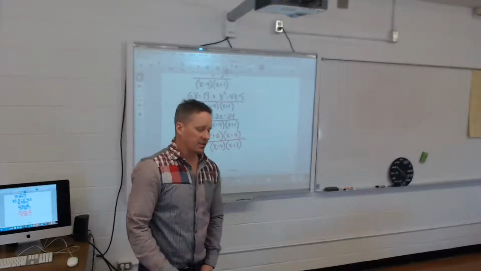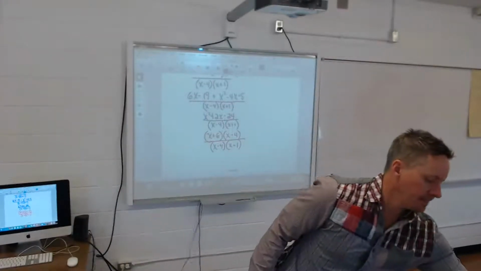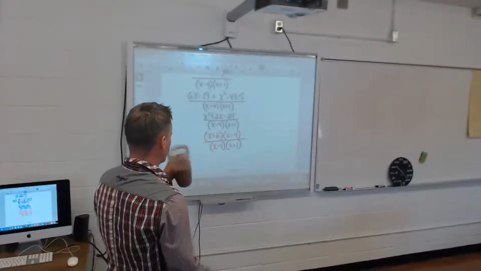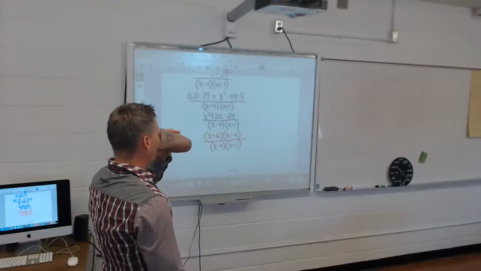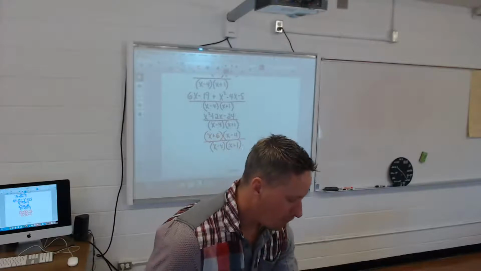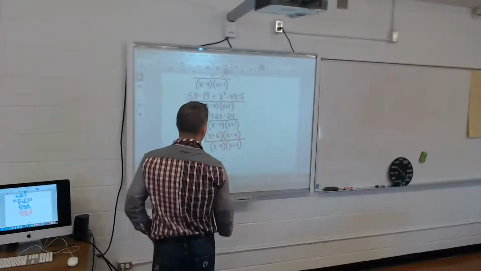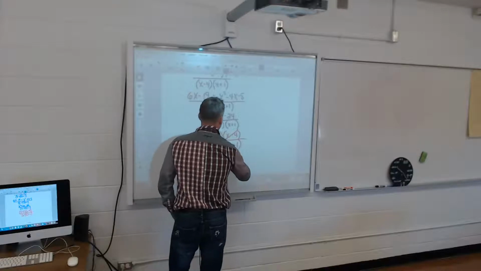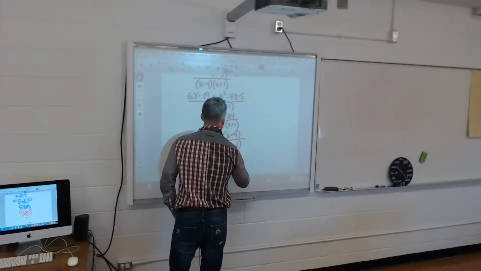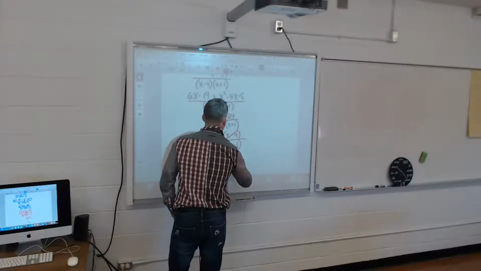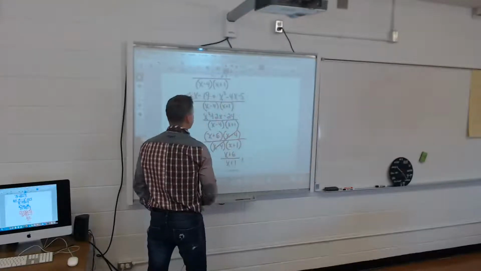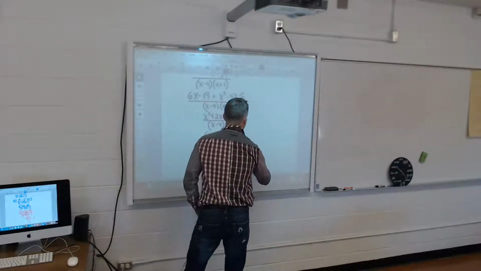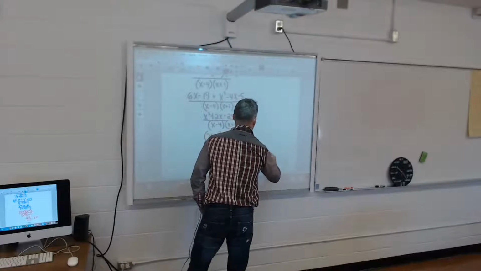And then what do you notice about that fraction? X minus 4 on top and on the bottom, so I cancel those out. So my final answer for all of that work is that, and then whatever my non-permissible values were, which were 4 and negative 1.